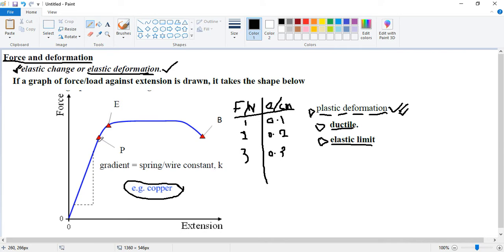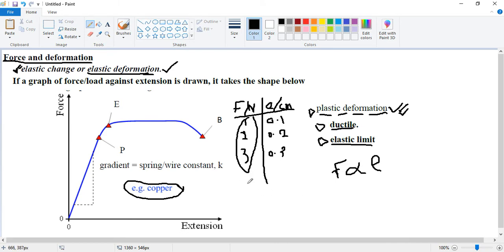So this straight line indicates that for very small loads, extension is directly proportional to the force. In other words, for small loads, extension is directly proportional to the force, or force is directly proportional to the extension.